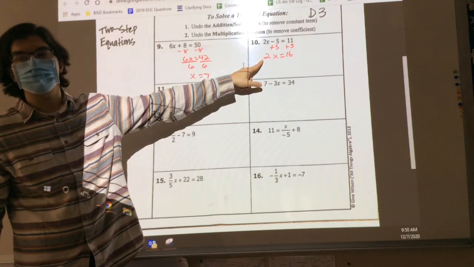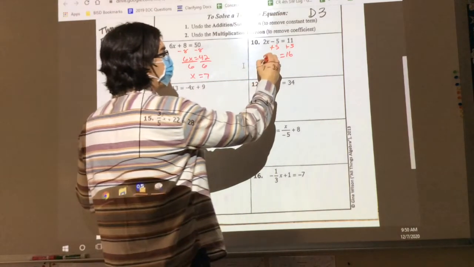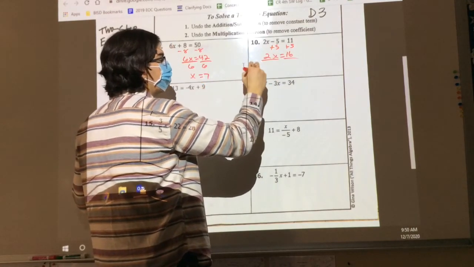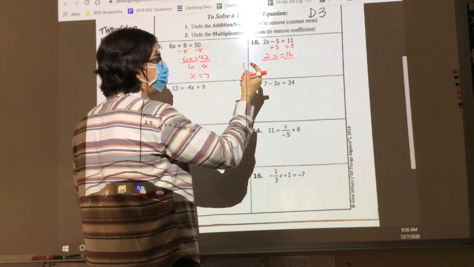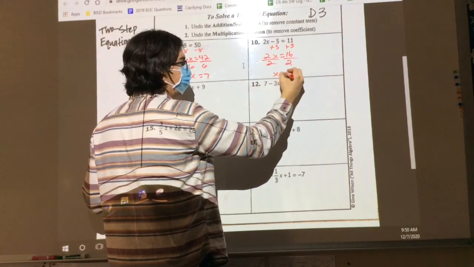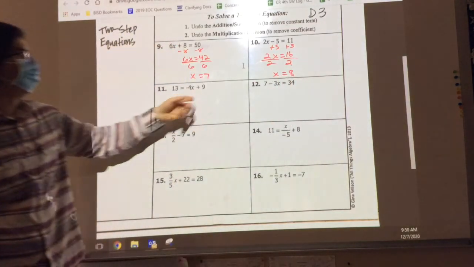Just a one-step equation now. Divide that by 2 gives you... Well, you want me to tell you the answer? What do I divide by? You divide 2x by 2. And then 16 by 2. And x is? 8. Well done, well done. Kaden, what do you do first over here?